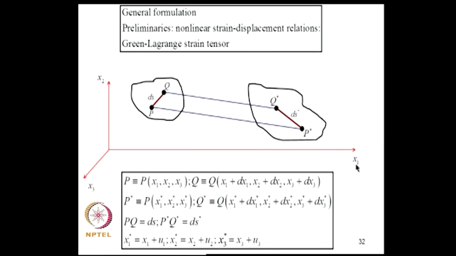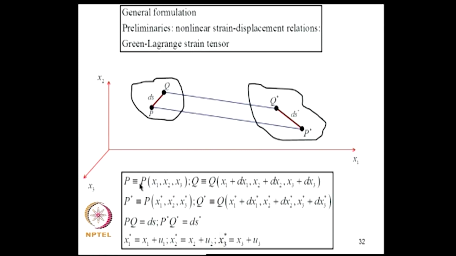So, we consider a Cartesian coordinate system x1, x2, x3 in which there is an object which is supported and loaded by surface tractions and body forces in a certain manner. This is the structural configuration before deformation and this is the structural configuration after deformation. We are focusing our attention on a line element PQ in the undeformed configuration, and it will occupy a position P star Q star in the deformed configuration. So, this length is ds and this length is ds star. We want to examine properties of these two line elements which will help us to define the strain.